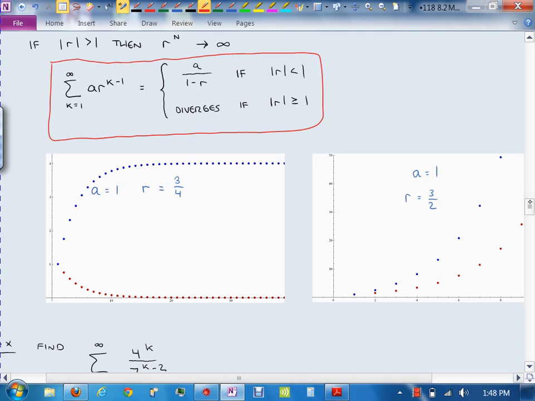1 over 1 minus 3/4. This blue one up here should converge to, you said it right, 1 over 1 minus 3/4, which is 1 over 1/4, which is 4. And you can see, well, it's really hard to see, but that's a 4 right there. See the 4? 1, 2, 3, 4. And you can see that that series converges to 4.